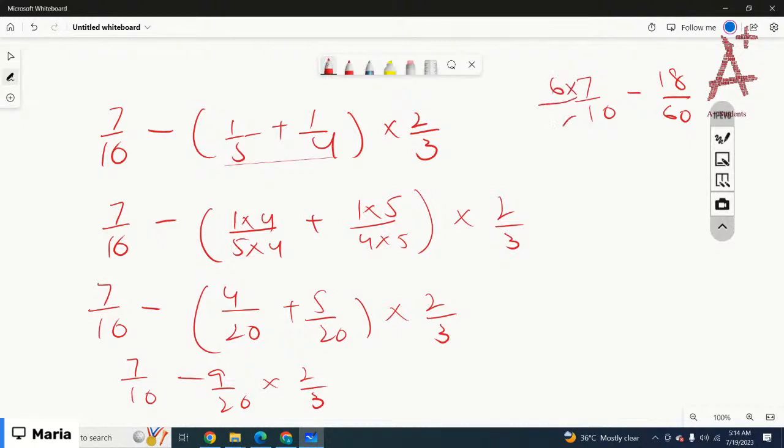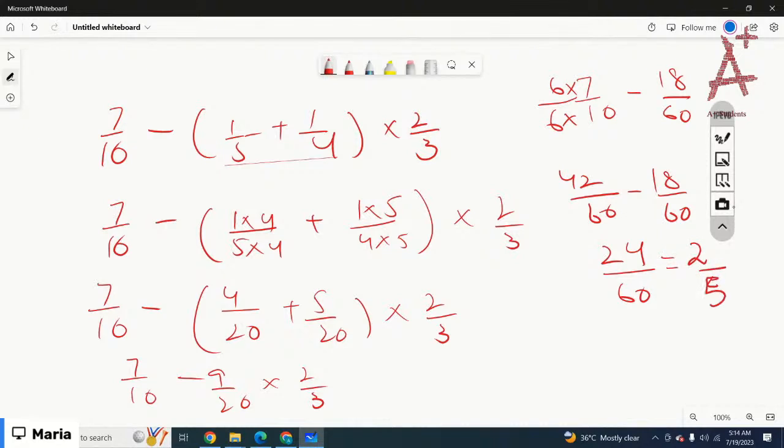Now first you have to make their denominators the same. 7 times 6 and 10 times 6. 7 times 6 is 42 over 60 and minus 18 over 60. So 42 minus 18 is 24 over 60. You can divide them by 12, so 12 times 2 is 24 and 12 times 5 is 60, so it would be 2 over 5. So the correct option is 2 over 5.